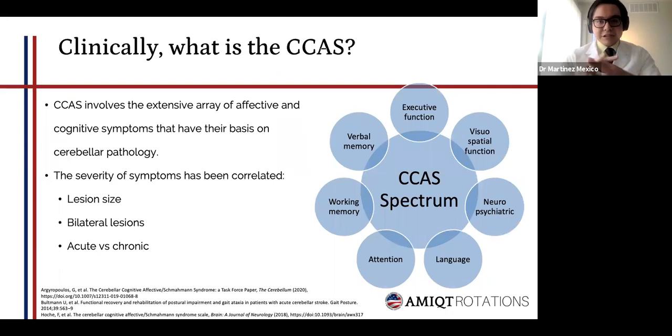So I've talked a lot about the investigation. So clinically, what is cerebellar cognitive affective syndrome?